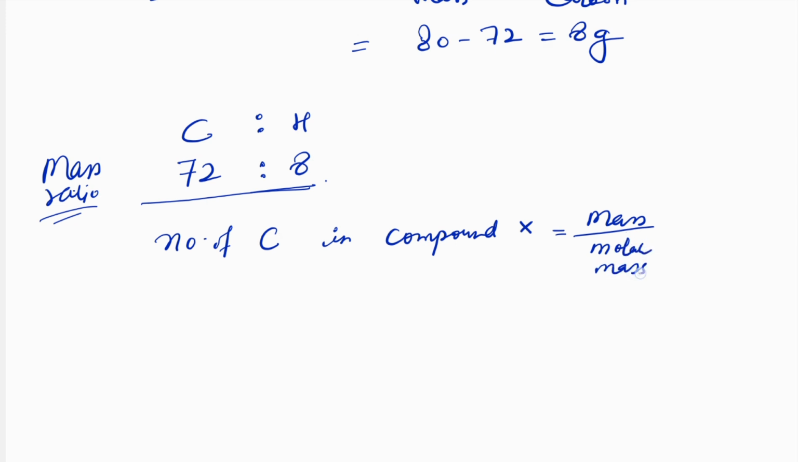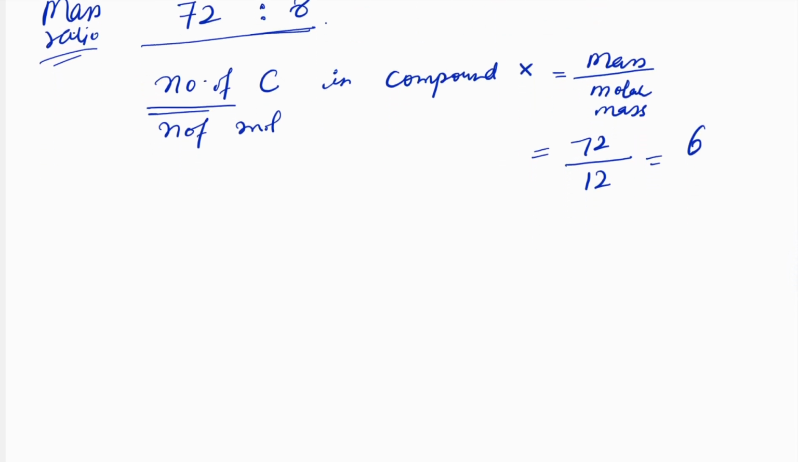What we are calculating over here is the number of moles, right? So mass is 72 divided by the molar mass of carbon, that is 12. So it comes out to be 72 divided by 12, it's 6, right?